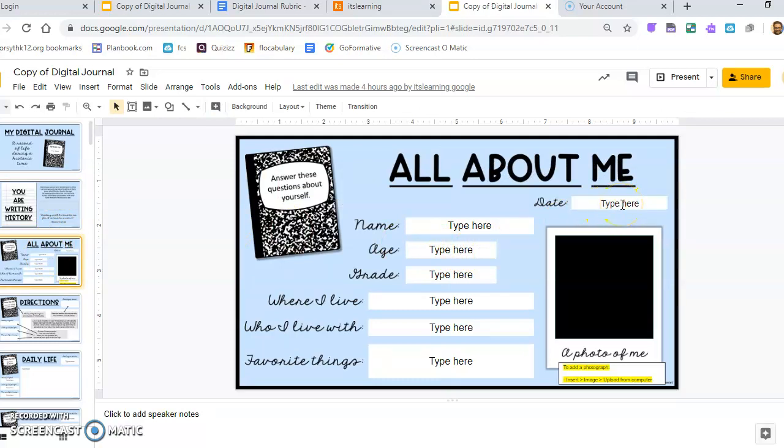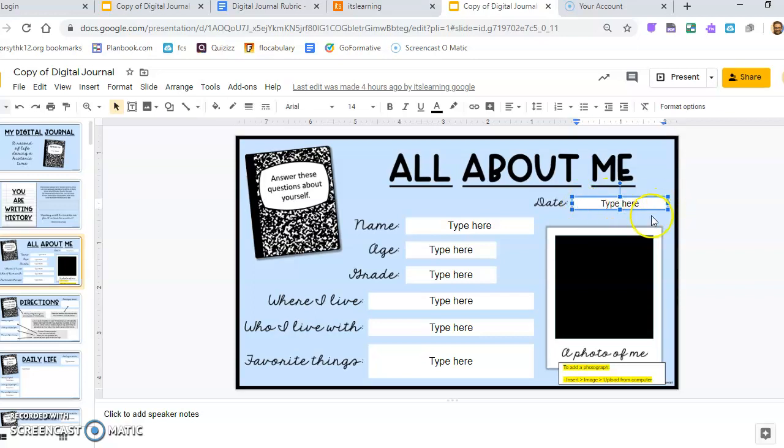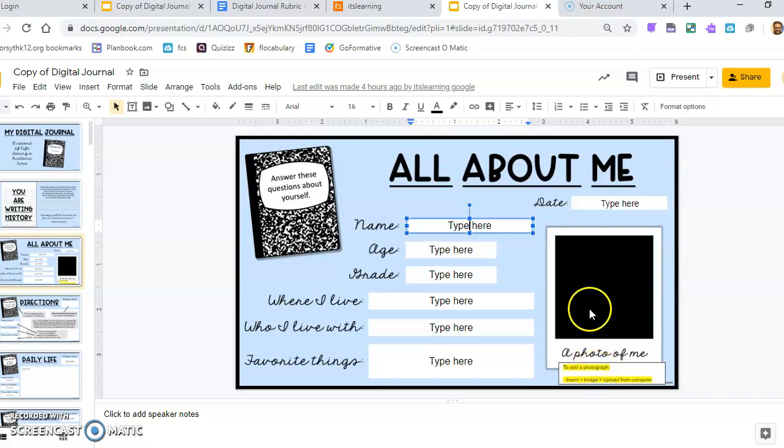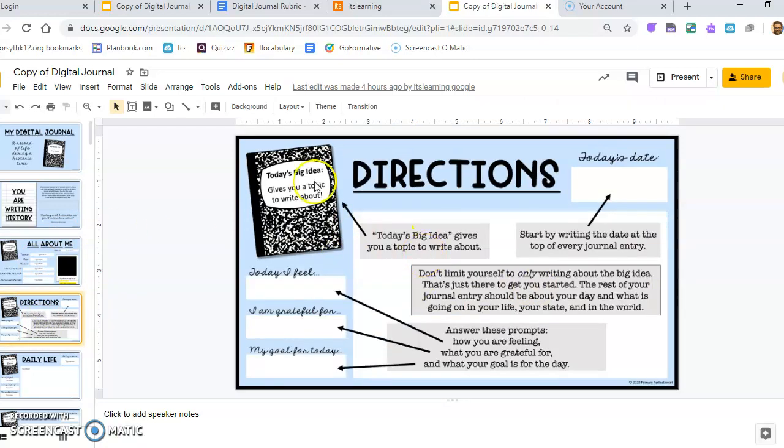The biggest thing each time you do these slides is to put the date where you are, the slide that you're filling out. And then here I want you today to write or type your name, age, grade, where you live, who you live with, favorite things. Don't worry about the photographs for right now, but if you can figure out how to insert an image, it shouldn't be too hard, and that is also important. The directions here explain. You'll have a big idea right here in the corner each day that at least gets you started with the topic.